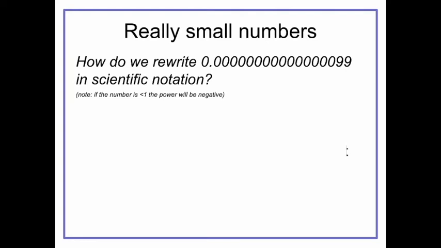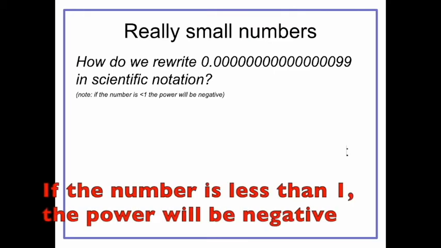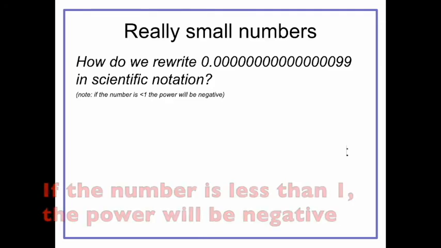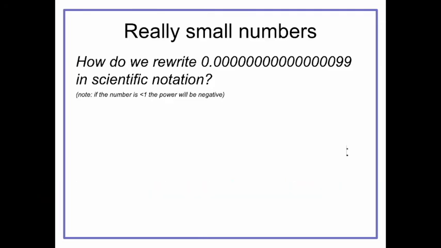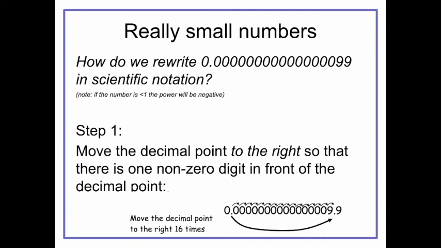Okay, so how do we do scientific notation for really small numbers? For decimals, one thing you should know is that if the number is less than 1, the power we're going to end up with is going to be negative. So step 1, move the decimal point to the right so that there is one non-zero digit in front of the decimal point. For this example, we are going to move the decimal point to the right 16 times.